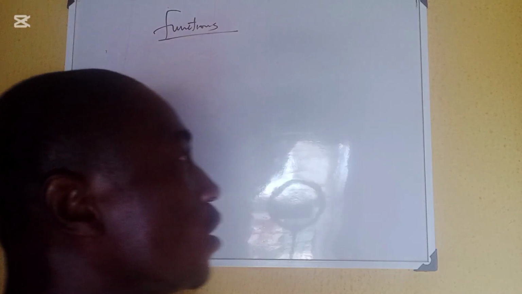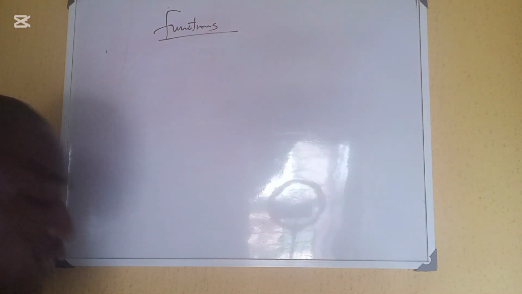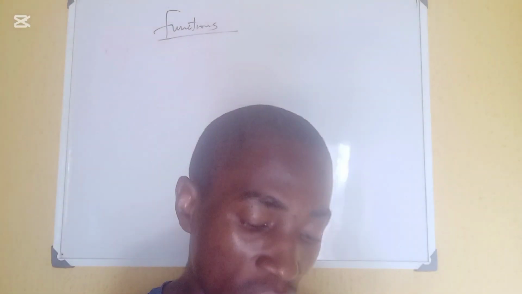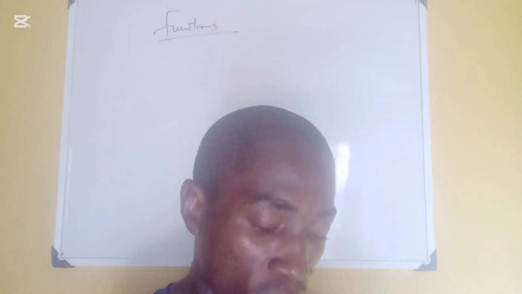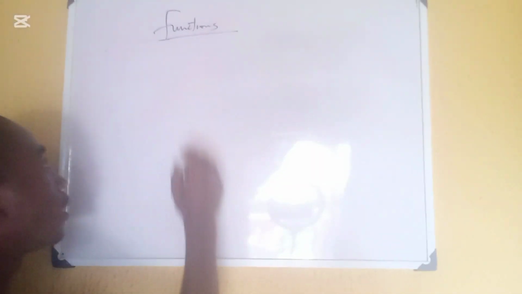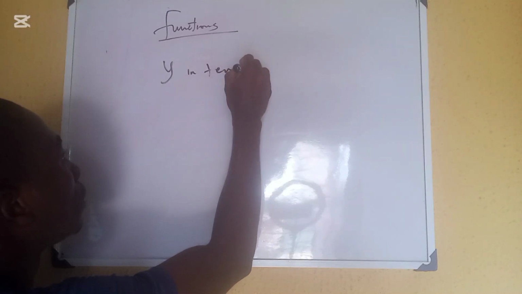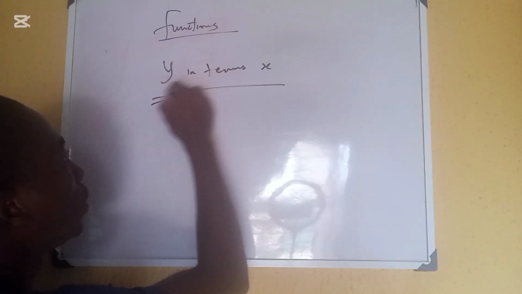So what makes a function differ from an equation? The first one is that a function explicitly defines one variable, that's the output, in terms of another variable, that's the input. So when I'm defining one variable, let's say y, in terms of what? x, we call the equation what?